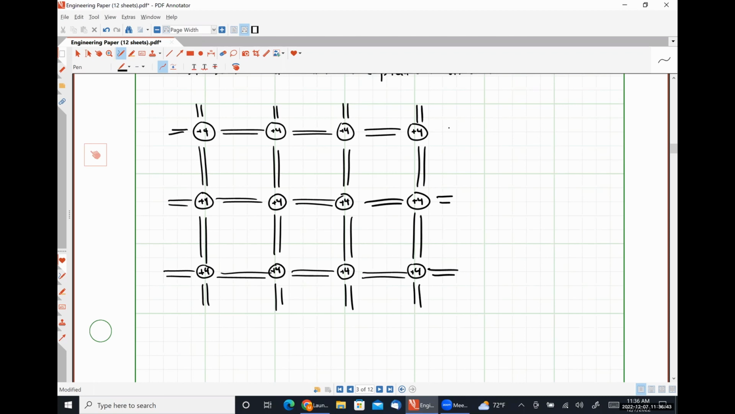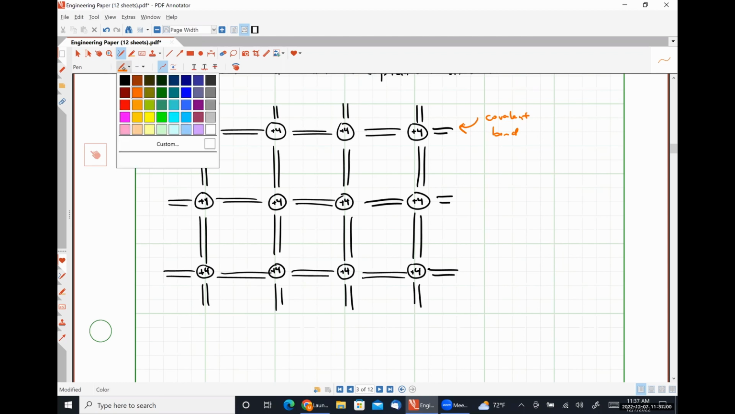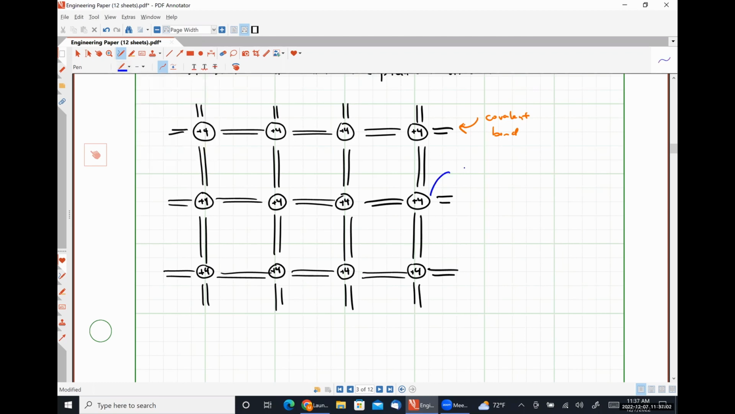Like so, where this bit right here represents a covalent bond, where an electron is shared between 2 neighboring silicon atoms, and this bit right here is a silicon nucleus. Okay.